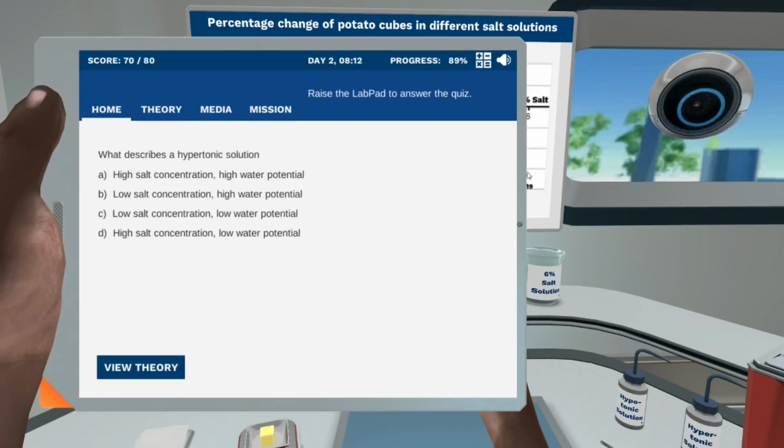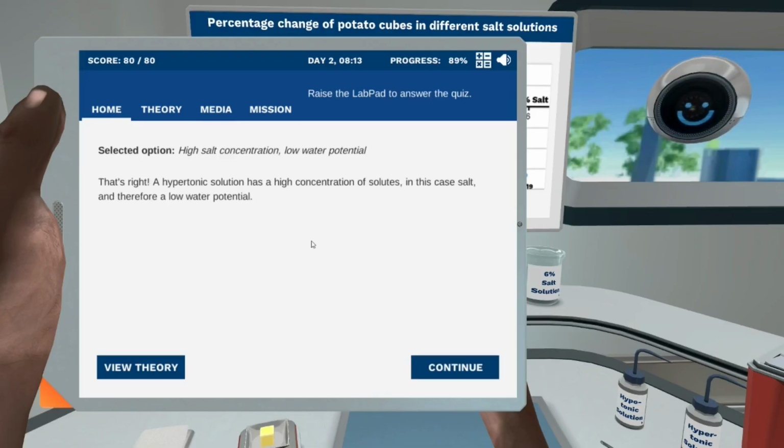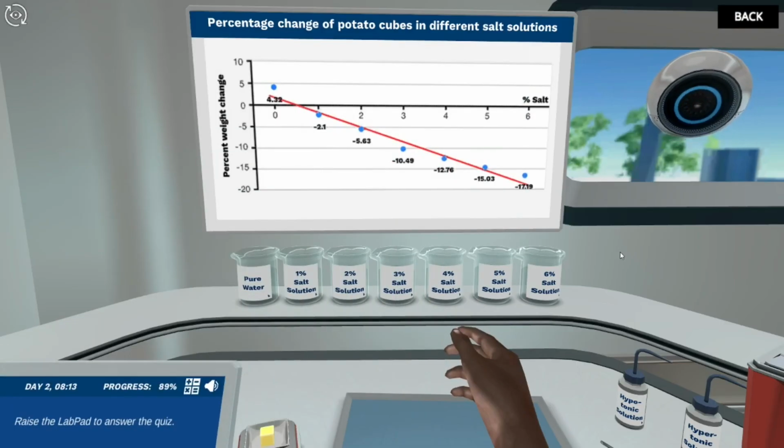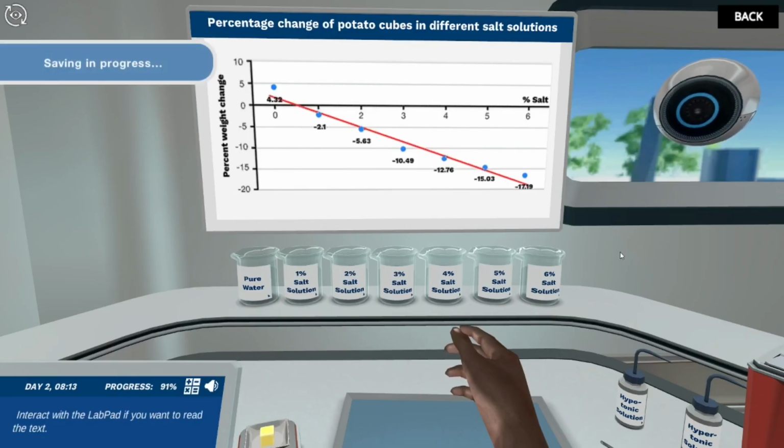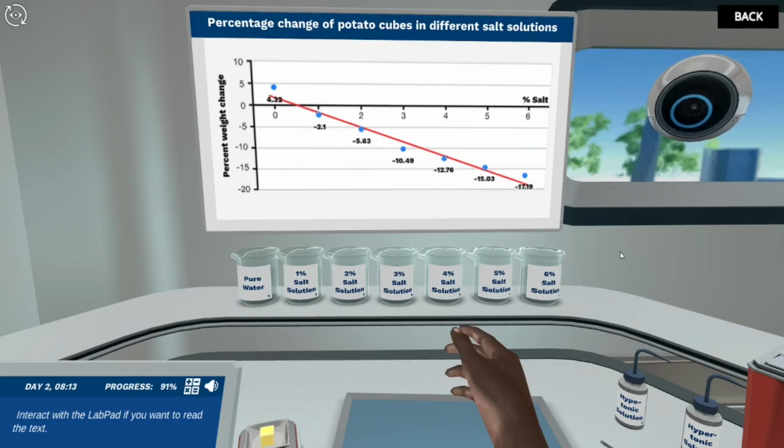What describes a hypertonic solution? A. High salt concentration, high water potential. B. Low salt concentration, high water potential. C. Low salt concentration, low water potential. D. High salt concentration, low water potential. That's right. A hypertonic solution has a high concentration of solutes, in this case salt, and therefore a low water potential. Now let's see what would happen to Frank's blood cells if we gave him a hypotonic or hypertonic infusion.